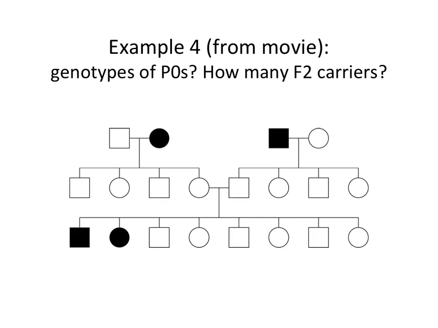So this is from the movie. I told you in the movie I was going to show you this pedigree again. So I've got 2 questions that I'd like you to work on together again for 2 or 3 minutes. What are the genotypes of all 4 of the P0 generation? And how many individuals in the F2 generation are carriers? So go ahead and work together or individually on that. And in about 3 minutes, we're going to pull back together and answer those last few questions. Go ahead.